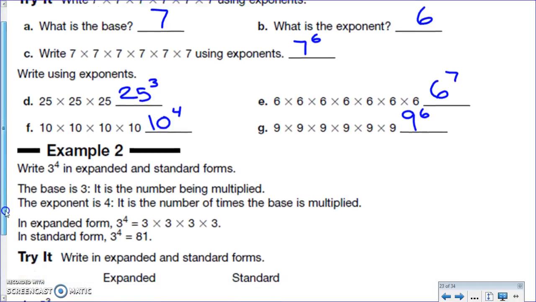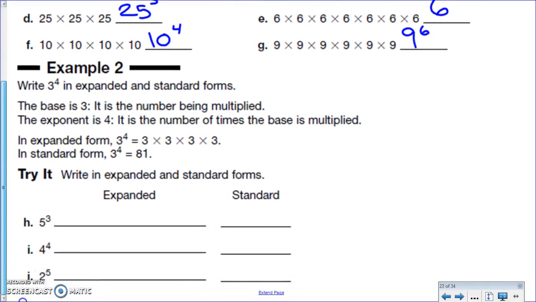Example 2. Write 3 to the 4th in expanded and standard forms. The base is 3. It is the number being multiplied. The exponent is 4. It is the number of times the base is multiplied. In expanded form, 3 to the 4th is 3 times 3 times 3 times 3. In standard form, 3 to the 4th equals 81 because I multiplied all the 3's together. So 3 times 3 is 9, times 3 is 27, times 3 is 81.